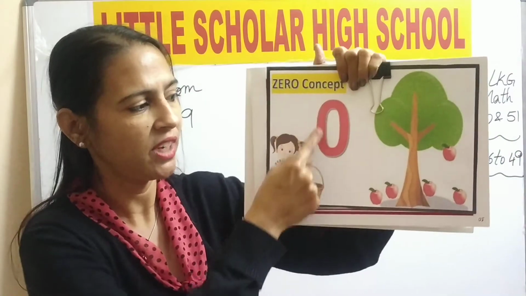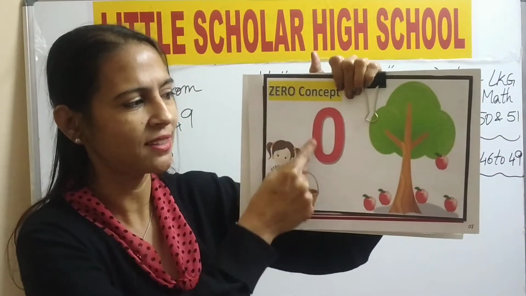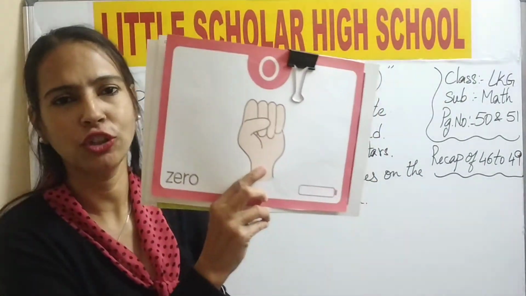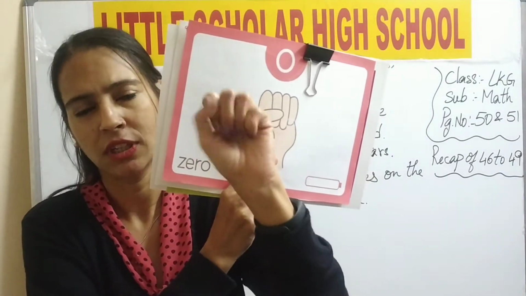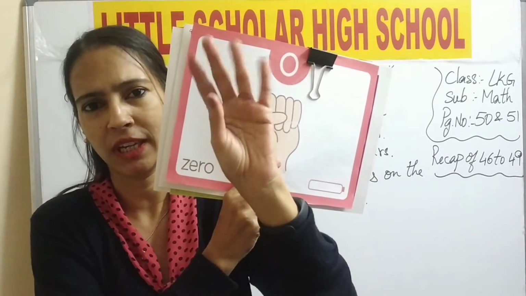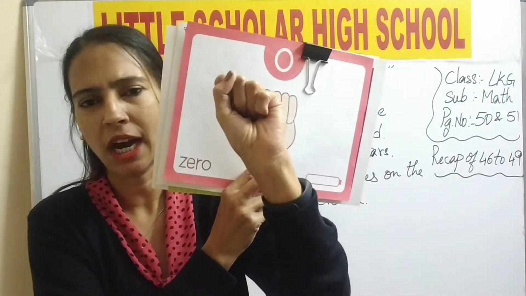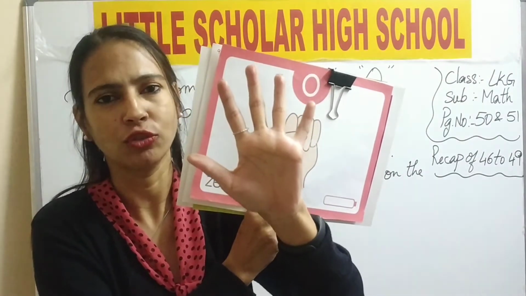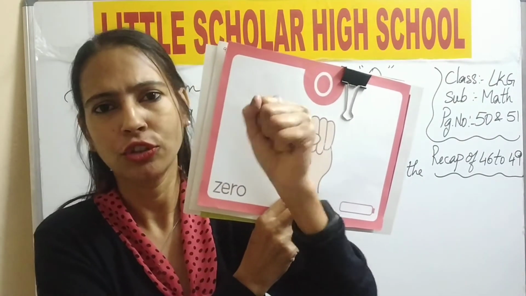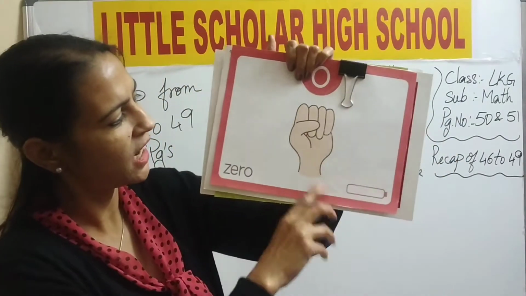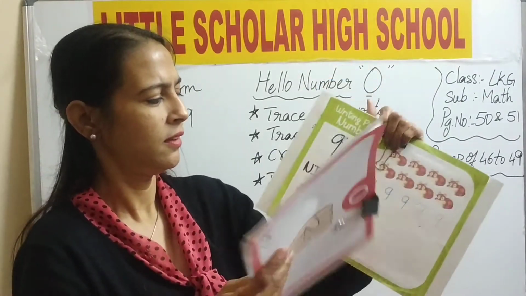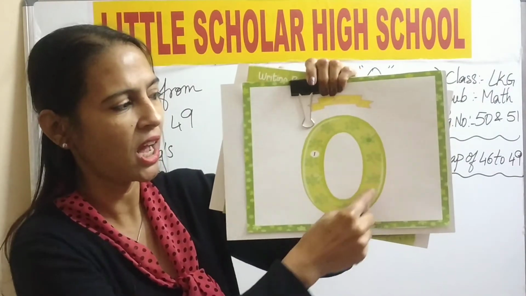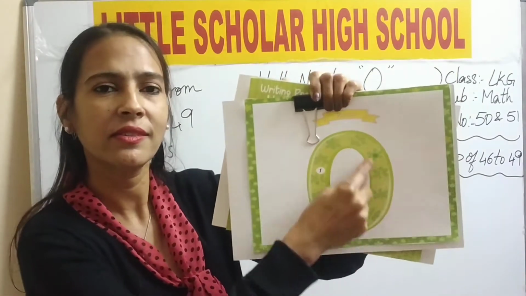So how do you write 0? It's a circle. 0 is a circle. And as I showed you, when you close your fist, this is your fist. You open it, you can count the fingers on it. But if you close it, you cannot count anything. That means it is 0. Open, you can count. Close, you cannot count. So how do you trace 0, children? You trace 0 as a round circle.